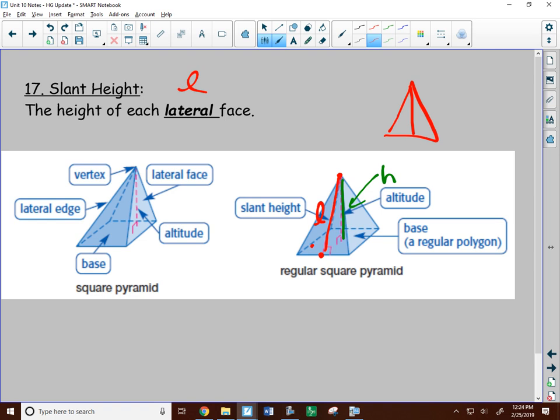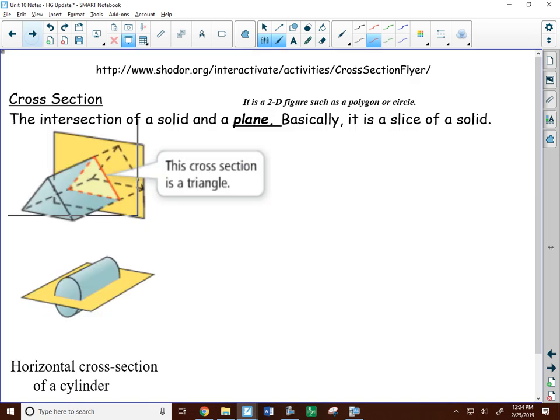Any thoughts on the vocab there? I think most of these we'll be using a lot. I can't think of too many that I'd straight up test on, but we'll be using them a lot. Okay, let's get to cross sections and solids of revolution. So this is on the other sheet here. You can put the vocab away. Probably won't need that anymore.